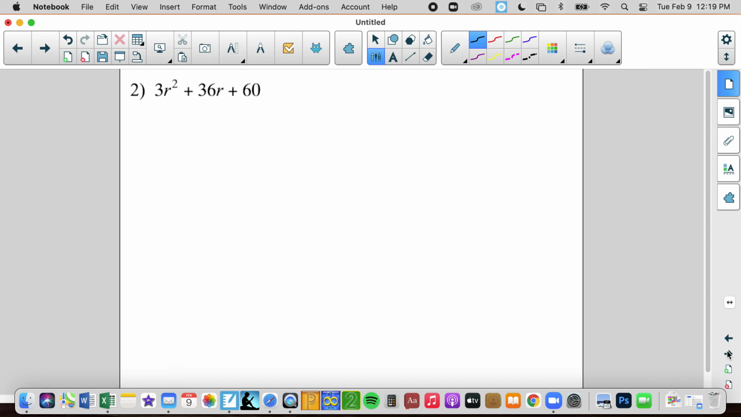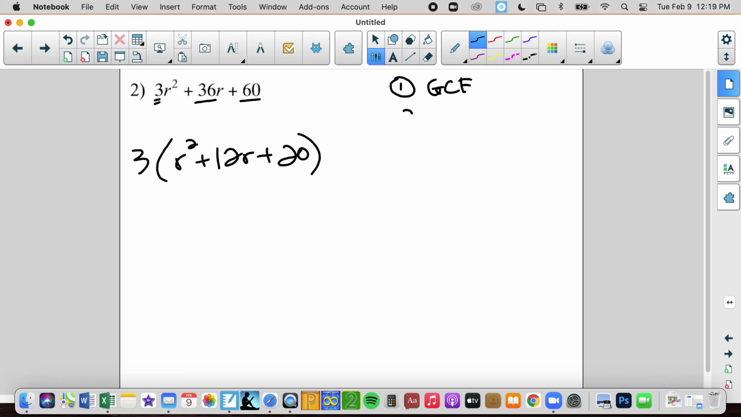It has 3 terms. The first thing I'm going to do is see, is there a greatest common factor? I'm going to look at the smallest value. Can 3 go into 36 and 60? Yes, it can. So I get r squared plus 12r plus 20. I don't have to do difference of squares because that's 2 terms. I'm dealing with 3 terms, so I'm going to skip to 3, which is a binomial square.